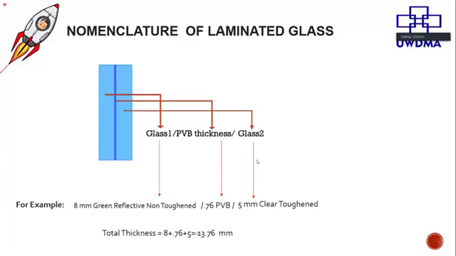Here, as we can see, the total glass thickness would become 8 plus the thickness of your PVB layer, and then the next glass 5. So approximately the thickness of these glasses is 13.76 mm. So we'll be selecting our glazing bead based on this glass thickness.